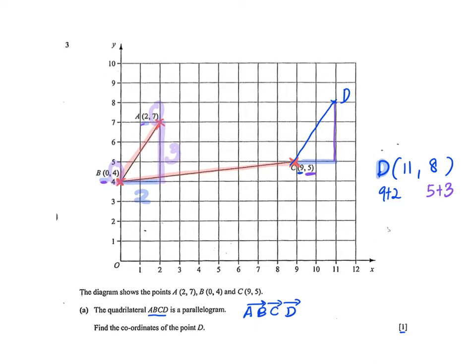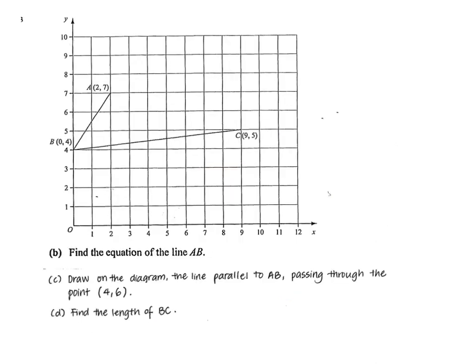Okay, so this will be the coordinates of D. Have you gotten the concept? Up next, question B. Find the equation of the line AB.